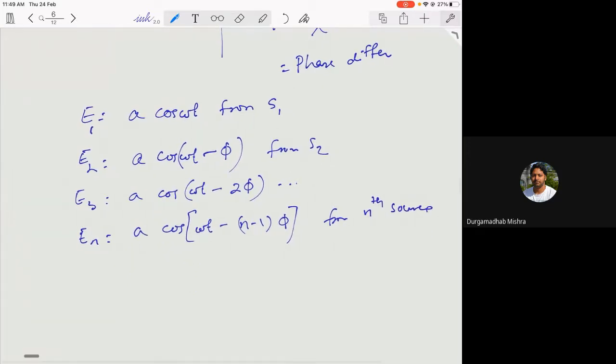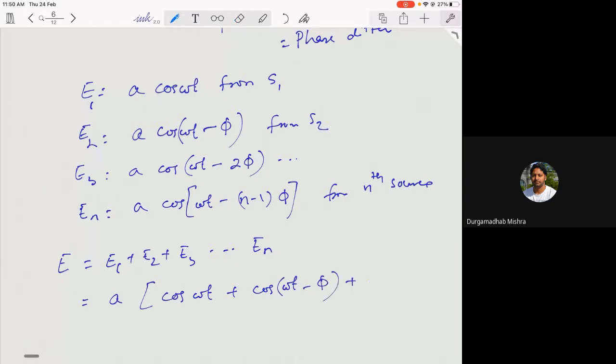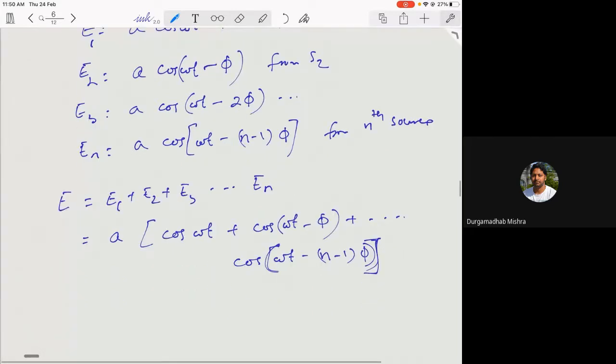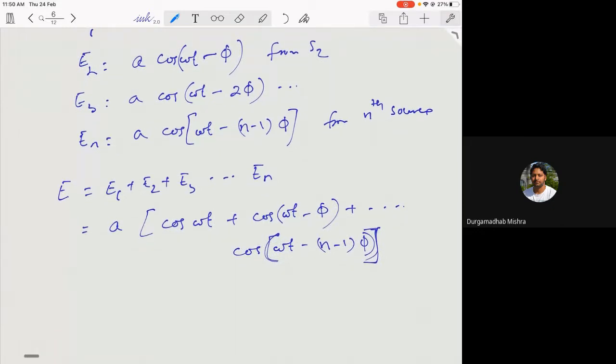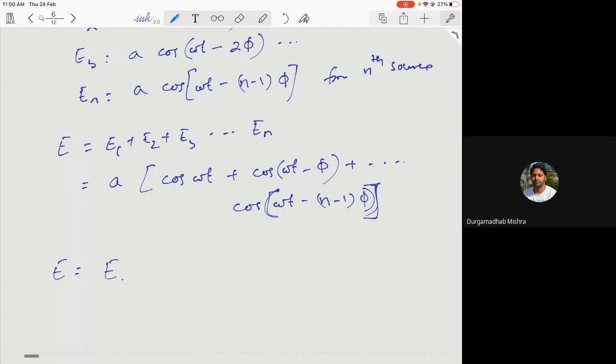Now, in order to calculate the amplitude at point P on the screen, you just add all the fields. This is a superposition of all the electric fields. You add E1 plus E2 plus E3 up to En, and you get A times cos omega t plus cos omega t minus phi, up to cos omega t minus n minus 1 phi. This is the resultant electric field at a point on the screen, which you can solve and write in a simplified version.